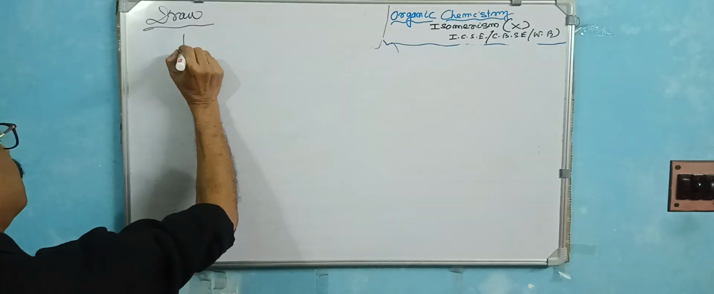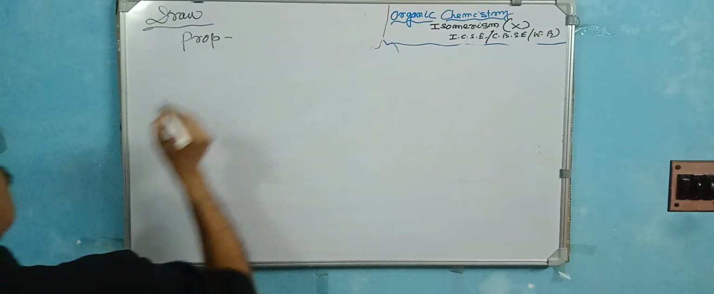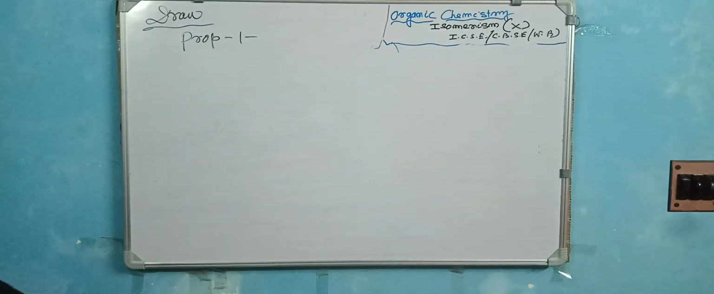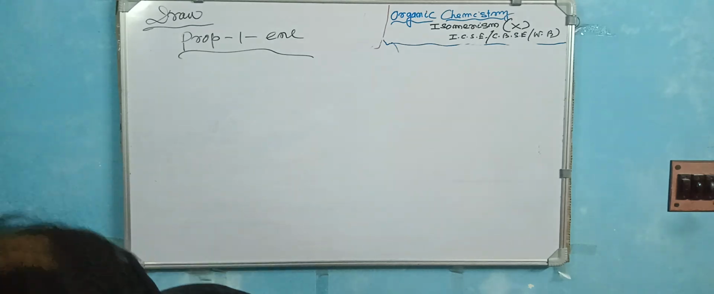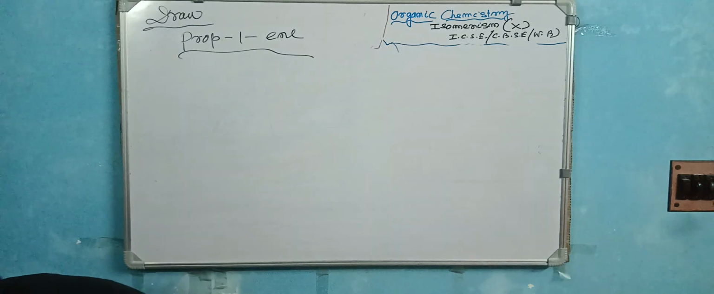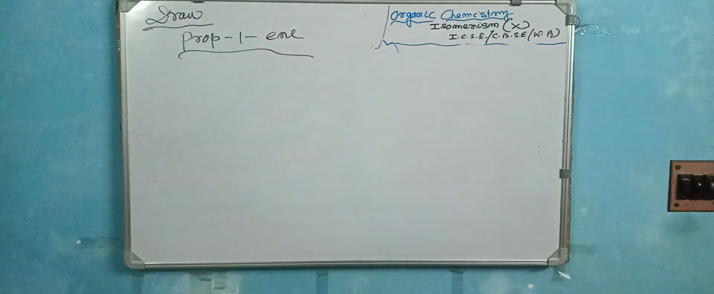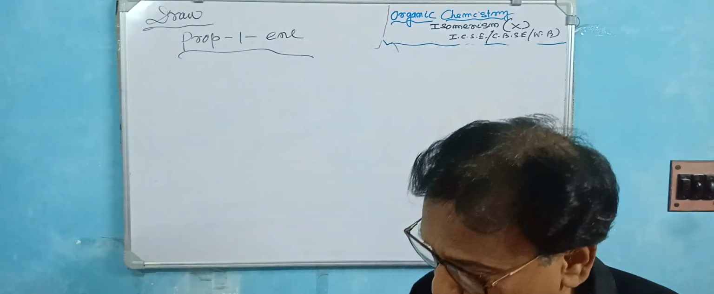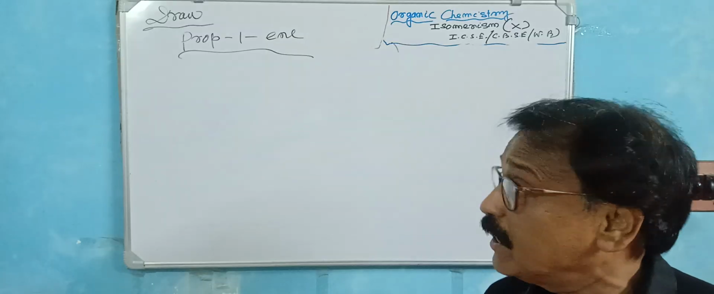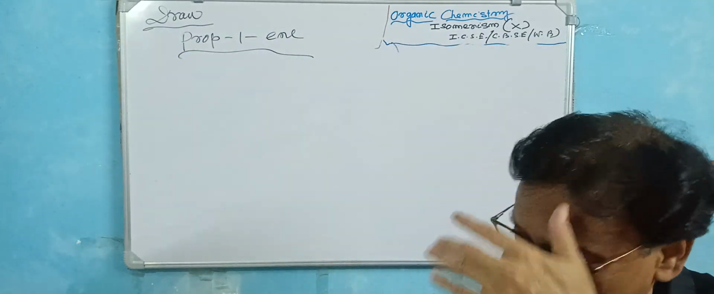Prop-1-yne. Suppose prop, P-R-O-P, prop-1-yne. This is the question, in which you draw a structure. You know the roots, you know the suffix, prefix, all these things, and you know the rules of IUPAC naming. Suppose this is in your question paper: draw the structure of prop-1-yne. Very easy, you just understand.